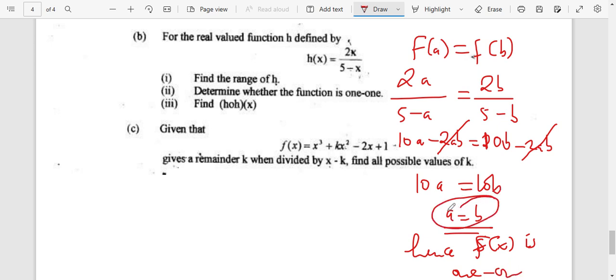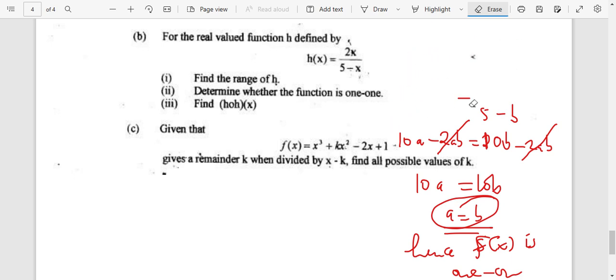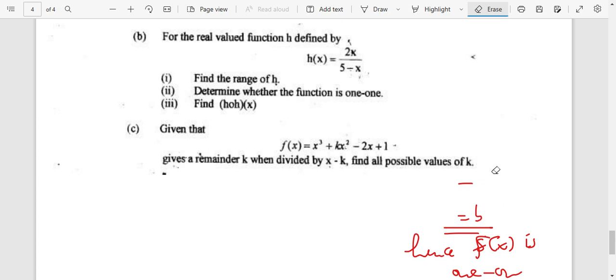So when you just find that a is equal to b at the end, then the function is 1 to 1. But if you find that a is equal to b and a is equal to negative b, then the function is not 1 to 1. It is many to 1.